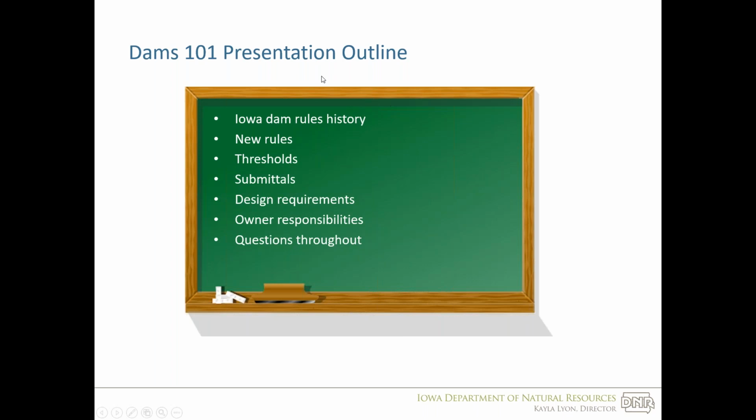And today, just a quick outline. We're going to talk about a brief history of where our rules were and how we got to where we are today. We will also go through the new rules and what changes have been made, the new thresholds, what kind of submittals we have, design requirements. We'll touch on some owner responsibilities that have changed from our old rules. And as John said, we will take questions throughout the presentation.